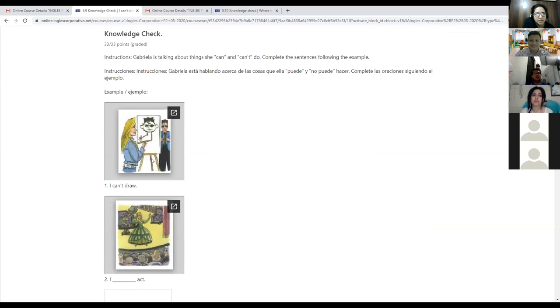Vamos a completar con el verbo can o can't, dependiendo de la imagen. According to the picture, really good. Thank you, Saba. For example, in this case, what happened with Gabriela? She can't drive. Okay, really good. Nice. She can draw, Saba. Draw. Okay.